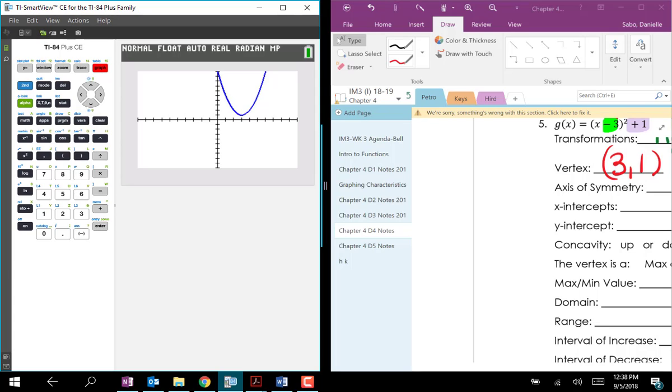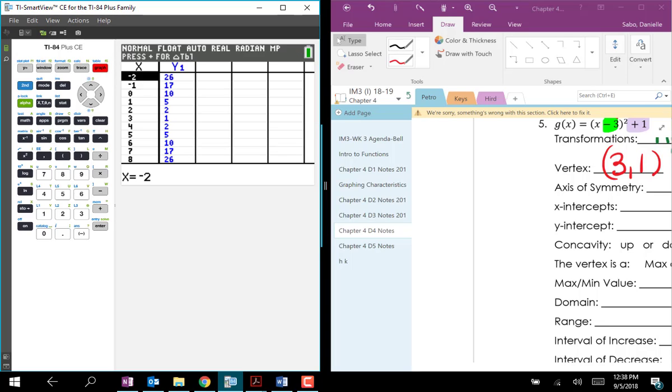Who remembers how to get the table based off this calculator? What do I have to press? Graph. Well, I don't have to press graph. I have to press something else. Yeah, the blue second button and then graph. And look at that. There's your beautiful table. You can get all the points in the world. Okay, second graph, the blue button and then the graph button.